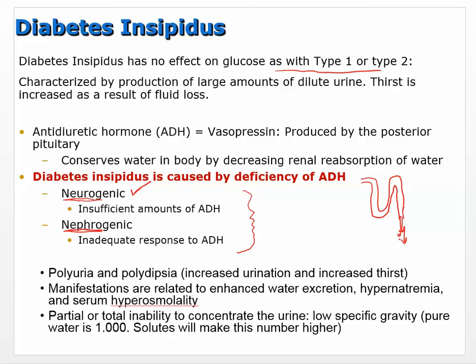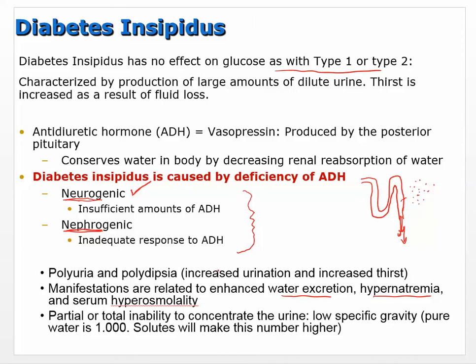Okay, it's leaving the body as urine, which is going to cause a lot of polyuria, so a lot of urine, polydipsia, increased thirst, and so manifestations related to enhanced water excretion, hypernatremia. Remember, you have the sodium in your body that's supposed to be at a certain concentration, but if you can't pull the water back in, then it's going to get more and more concentrated, not because necessarily that you're producing more sodium, but because you're losing the water.